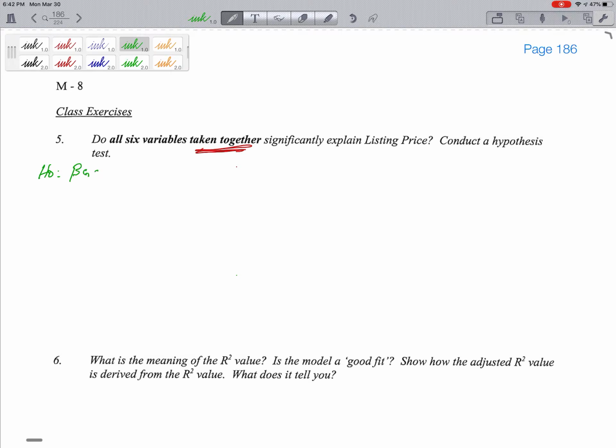So H0 looks like this. The beta for garages is equal to the beta for square feet is equal to the beta for days is equal to the beta for rooms is equal to the beta for fireplaces is equal to the beta for baths is equal to 0. They're all equal to 0 against the alternative that at least one of the betas is not equal to 0.